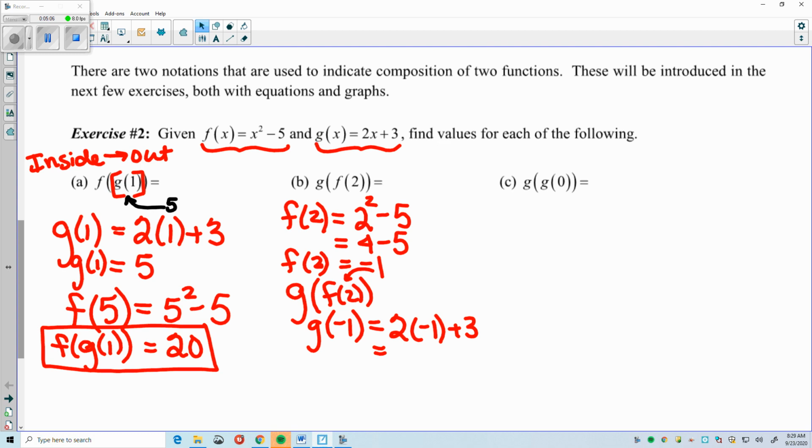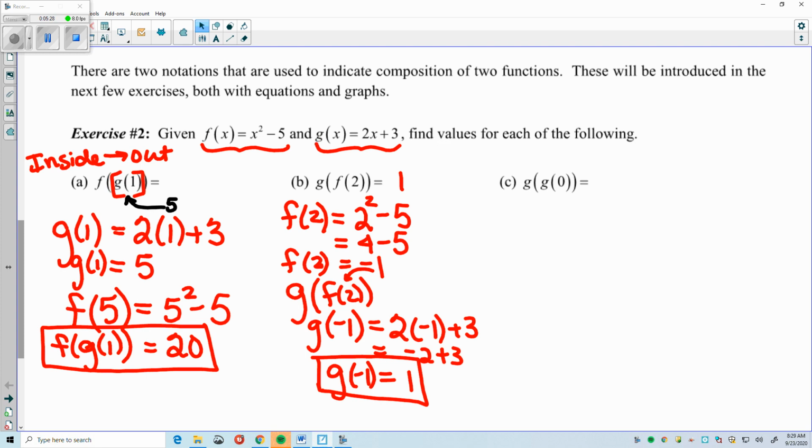So 2 times -1, we have a -2, and -2 plus 3, I'm going to get a final answer of 1. So in the end, when I find my final answer, I can say that g of f of 2 is a value of 1.